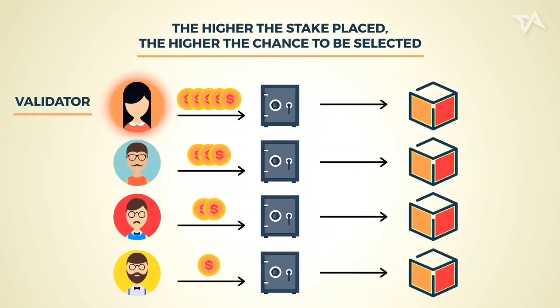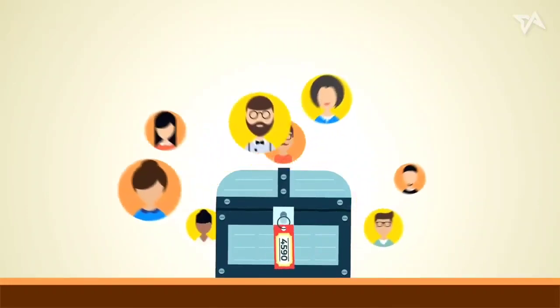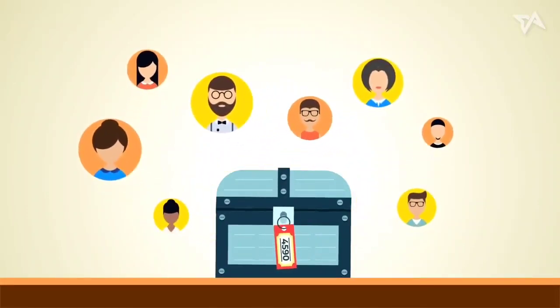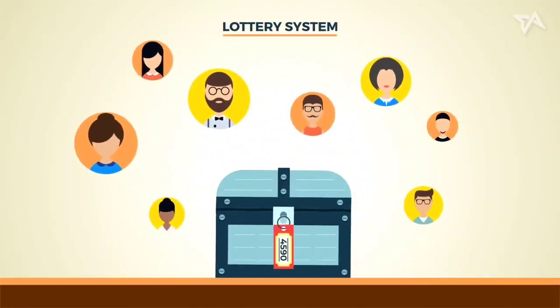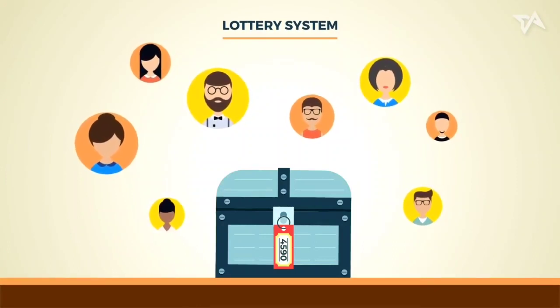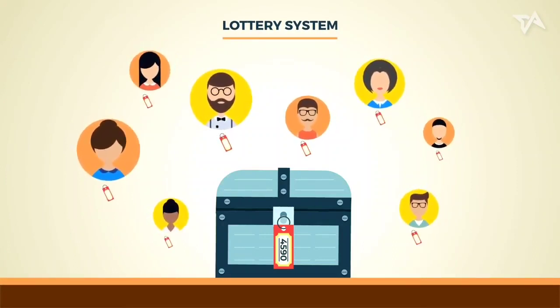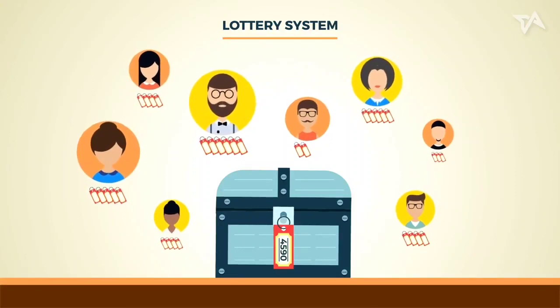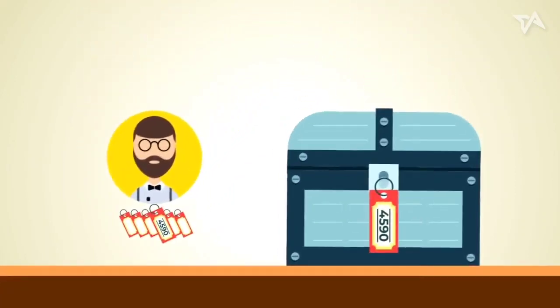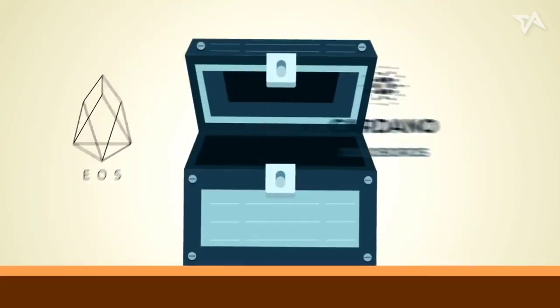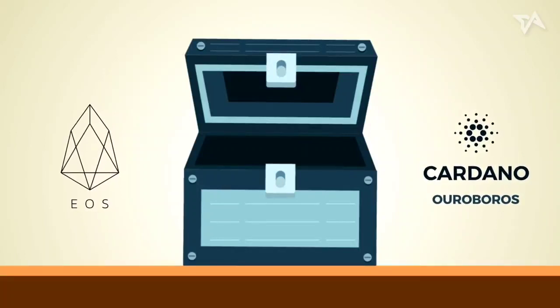Let's apply this to the treasure chest scenario. Picture a group of treasure hunters vying for a chest. The chest is rewarded based on a lottery system. To participate, each hunter has to buy lottery tickets. The more each hunter buys, the higher the chance of winning. Blockchain protocols like Cardano's Ouroboros and EOS adopt the proof-of-stake consensus.